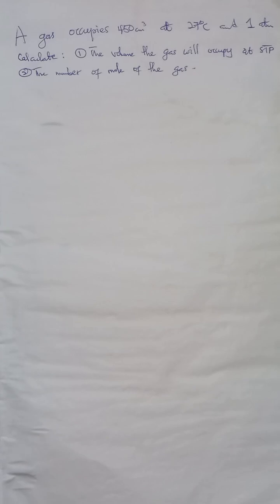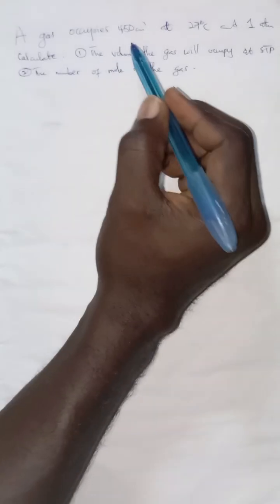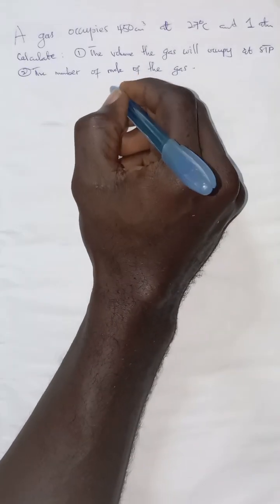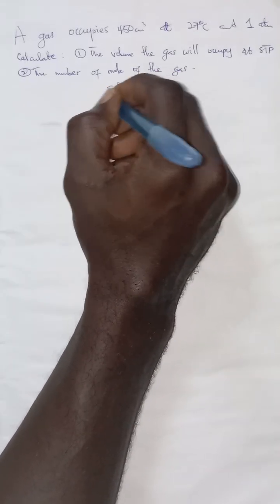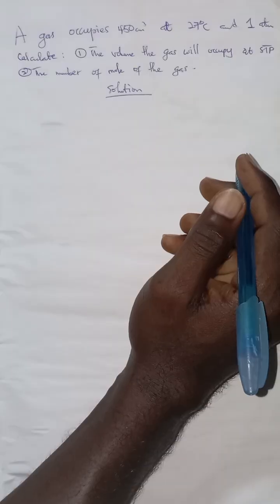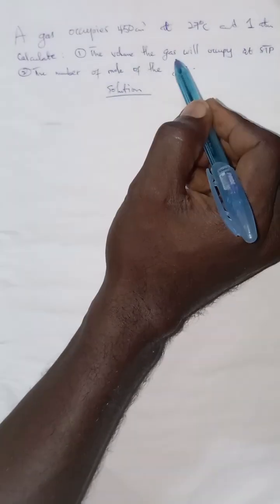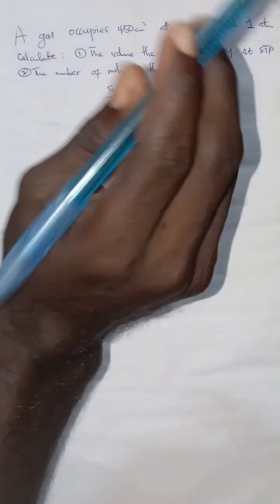Let's solve this simple question. It says a gas occupies 450 cm3. How do we solve it? Because there is a solution. This is a typical JAMB question. However, it carries two different things for you to find out: the volume of the gas at STP and the number of moles. Now, no wasting of time.